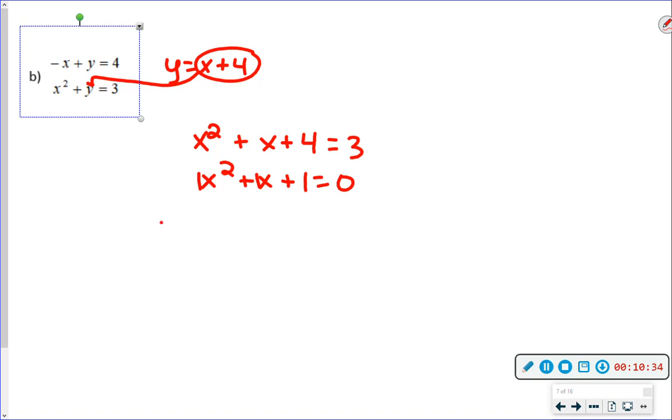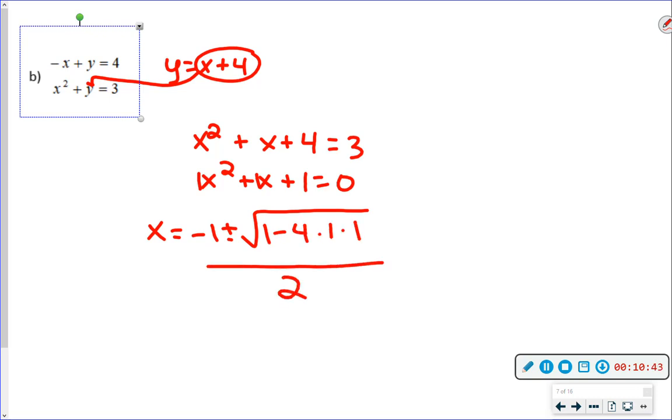X equals the opposite of b plus or minus the square root of b squared minus 4ac all over 2a. And I'm done. That's the answer. Why am I done? I heard it. I can't square root a negative. 1 minus 4, negative 3. I can't square root a negative. Yeah, how's that? Woo!